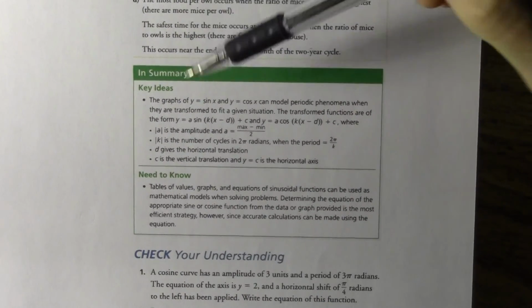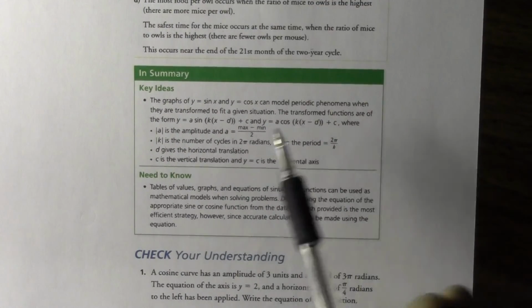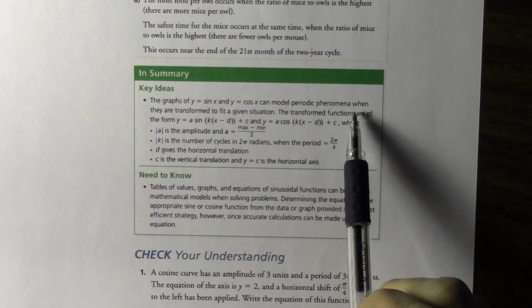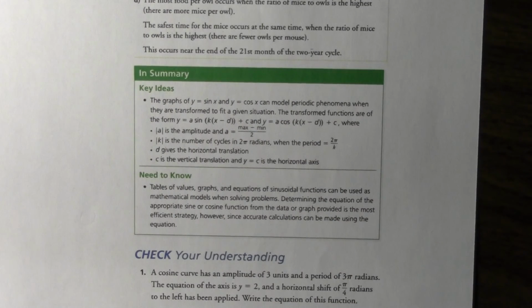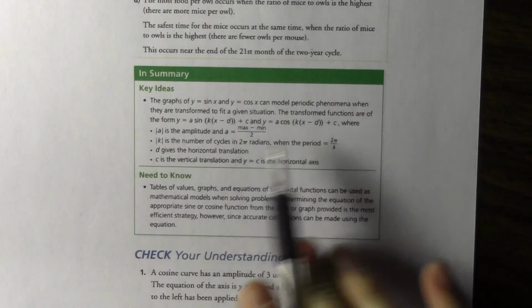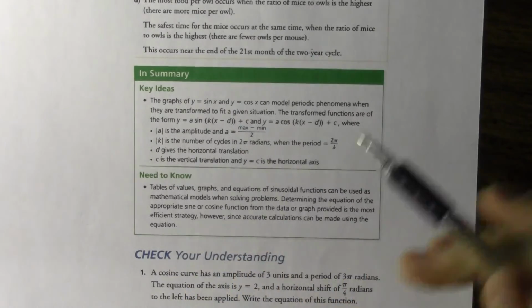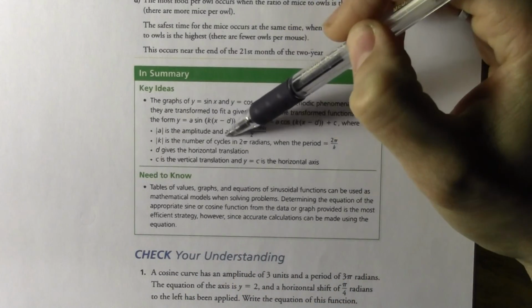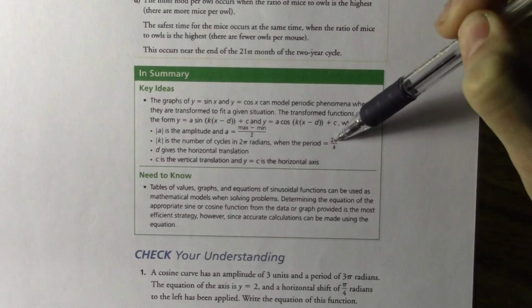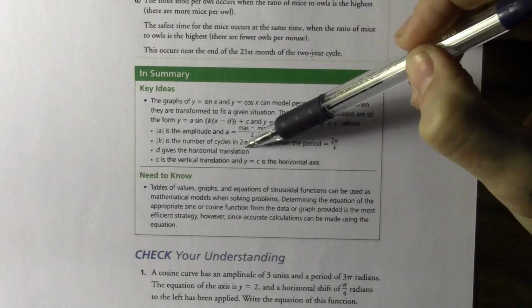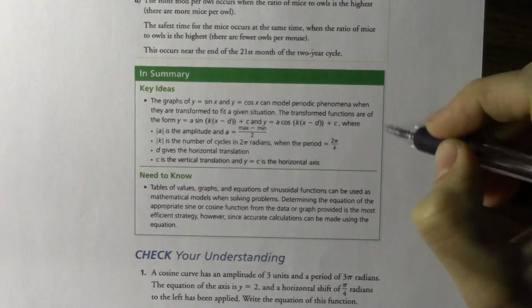In summary, the graphs of y equals sin x and cos x can model periodic phenomena when they are transformed to fit a given situation. The transformed functions are of the form shown here, where A is the amplitude, K is the number of cycles in 2 pi, so the period is 2 pi over K. D is horizontal and C is vertical. This is all review.